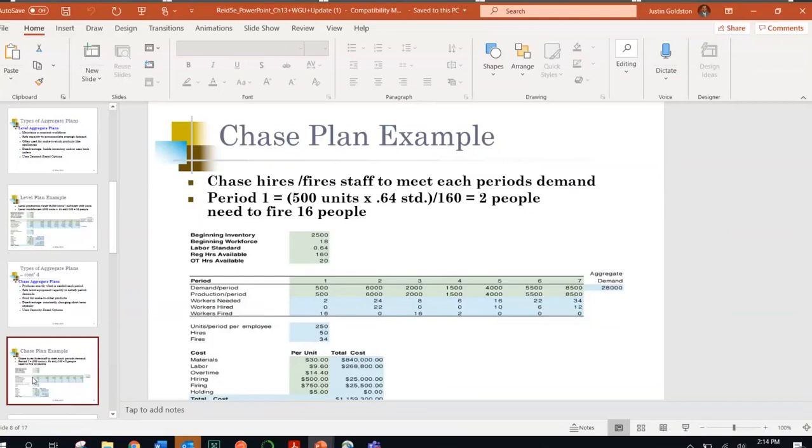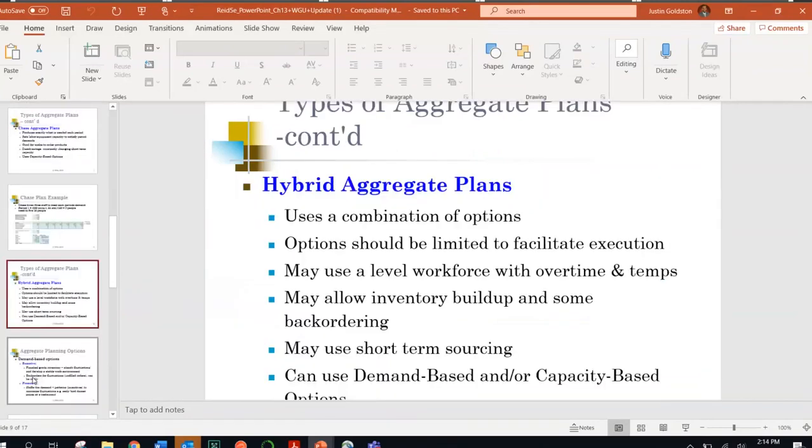Okay. If you have any questions, please put them in the chat. I can't see the chat at this point, but once I do the hybrid strategy, I will look at the chats and see if there's any questions on this before we move on to the planning section of this discussion.